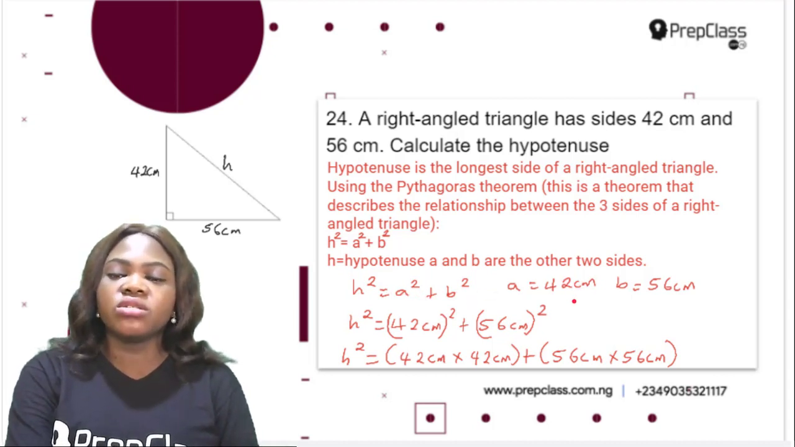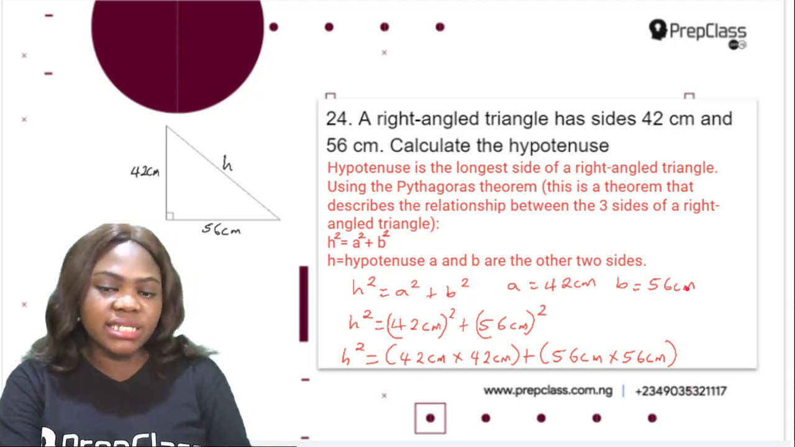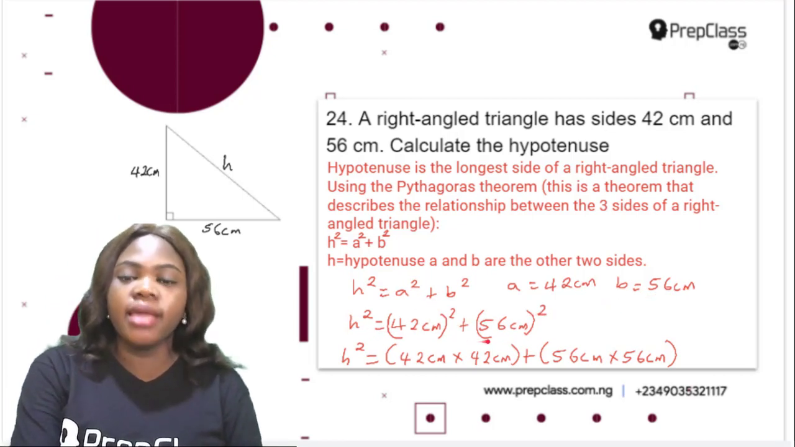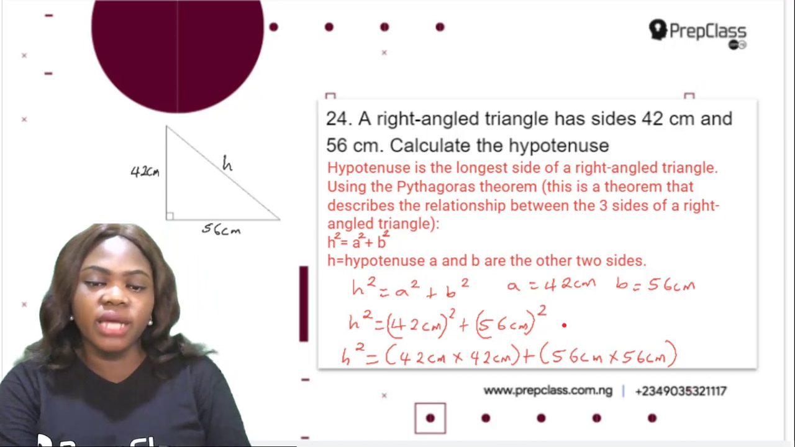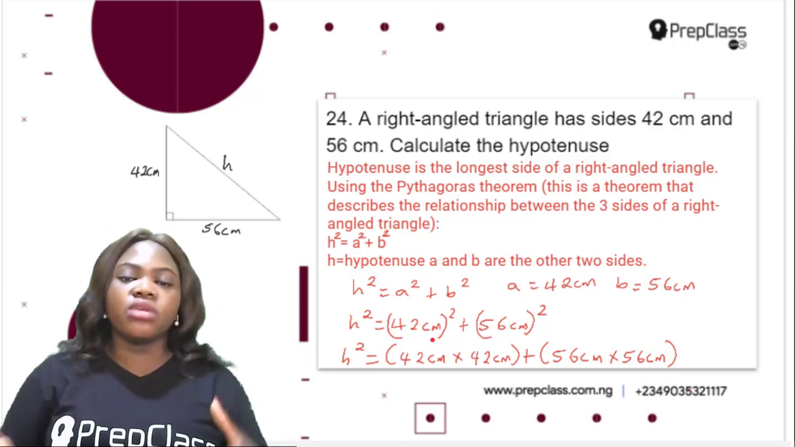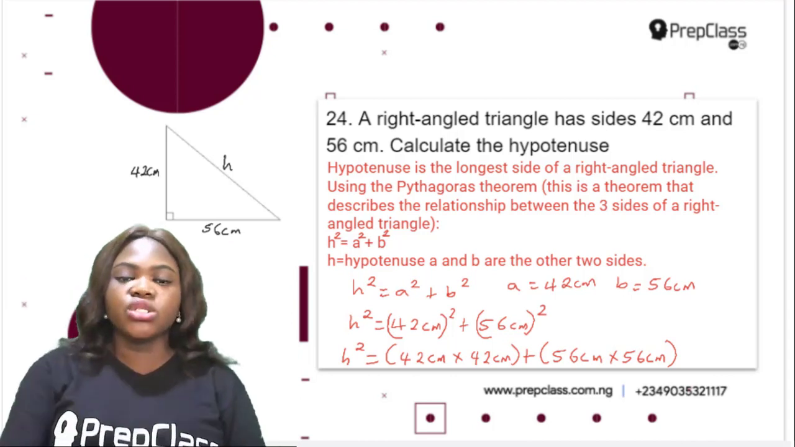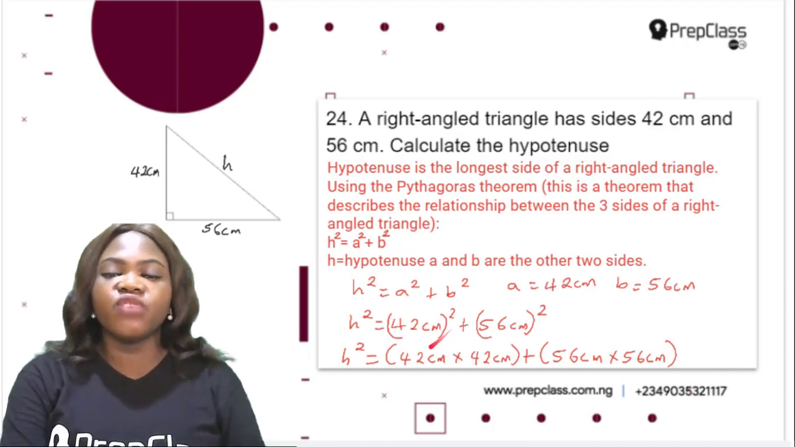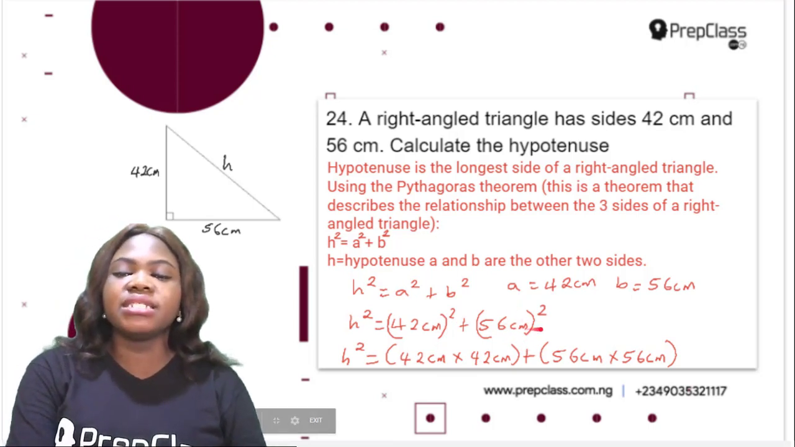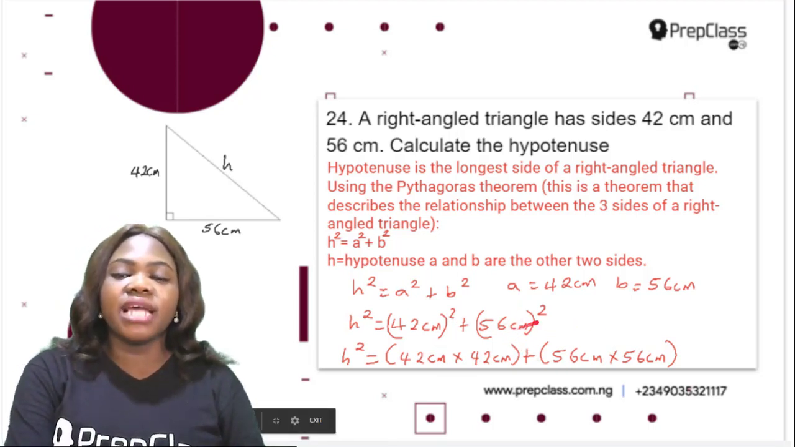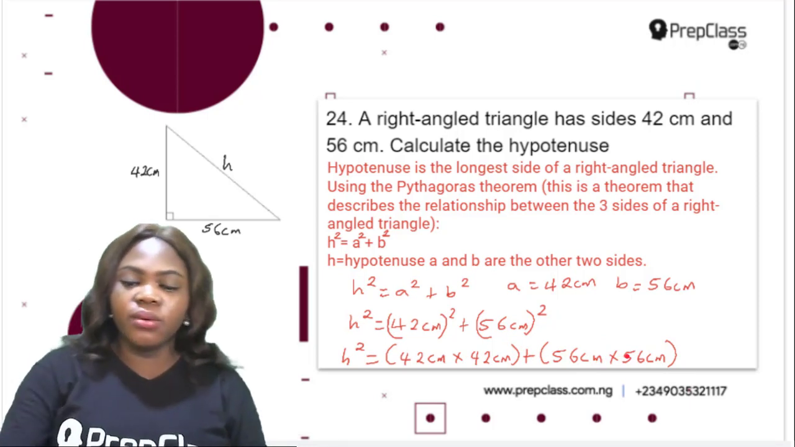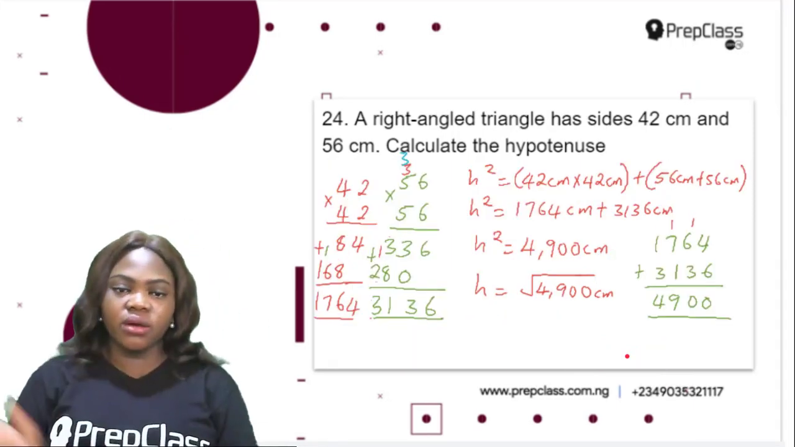So a is 42 centimeter here, b is 56 centimeter. Okay, so h square equals 42 centimeter square plus 56 centimeter square. So remember that the square of a number is the value obtained when you multiply the number by itself. So 42 centimeter square means 42 centimeter multiplied by 42 centimeter. Then 56 centimeter square means 56 centimeter multiplied by 56 centimeter. Okay, so let's do that one after the other.